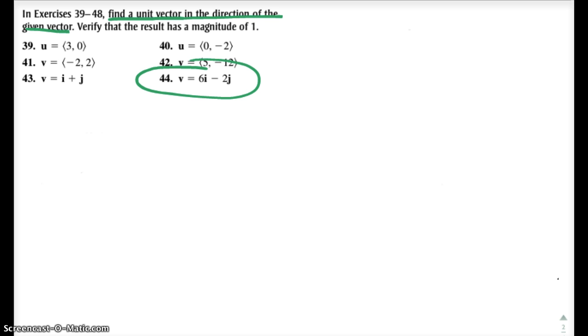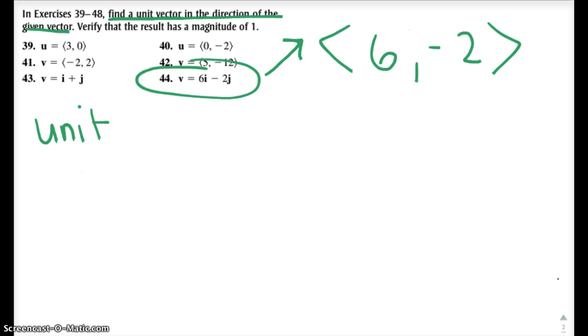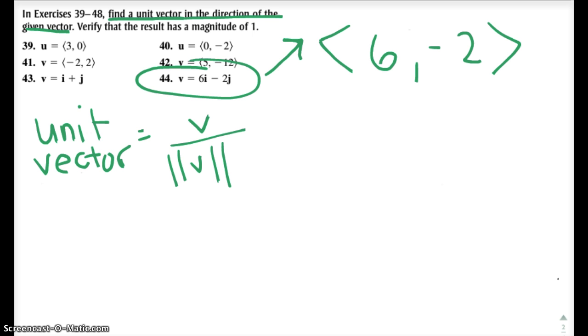So let's get started. I know that this vector, 6i minus 2j, is in linear combination form, and if you're uncomfortable with that, let's go ahead and rewrite this in component form, because this might be easier to do when we use our unit vector formula. So recall from class that you can find any unit vector if you take the vector and you divide it by its magnitude.